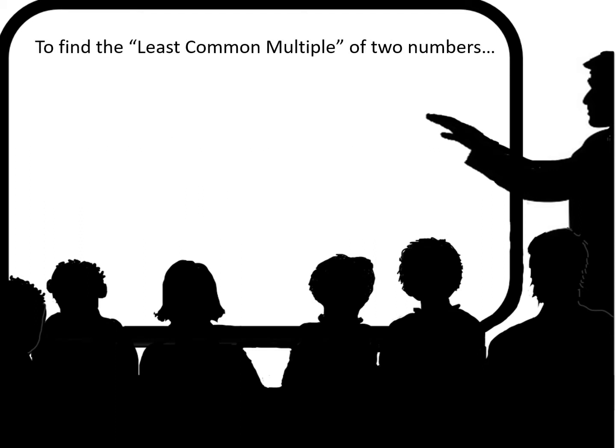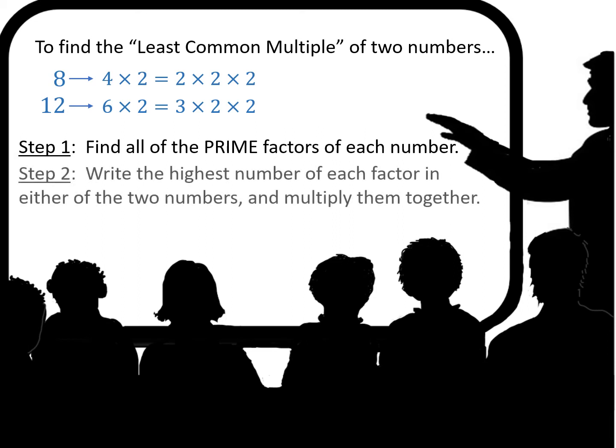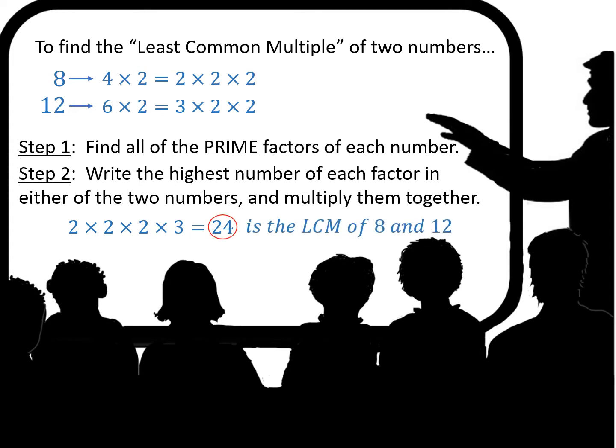To find the least common multiple of two numbers, for example, 8 and 12, we have to first find all of the prime factors of each number. Then we write the highest number of each factor in either of the two numbers and multiply them together. So you find all the prime factors of each number. For 8 we have 2 times 2 times 2, and for 12 we have 3 times 2 times 2.